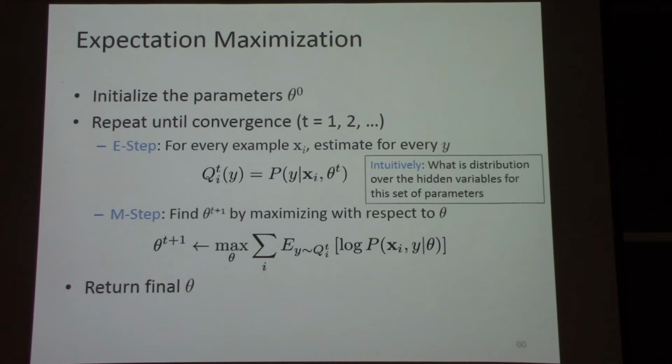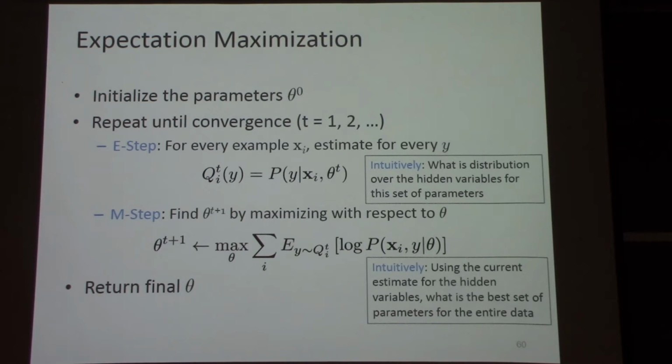Intuitively, the E step is asking, I have a model. What's the current distribution over the labels according to my current model? The M step says, using the current estimate for the missing labels, what's the best model you can come up with?